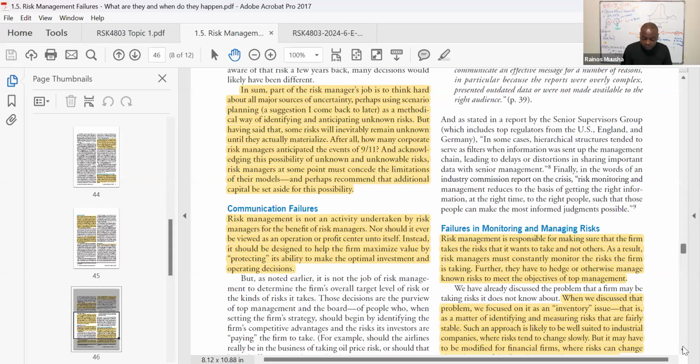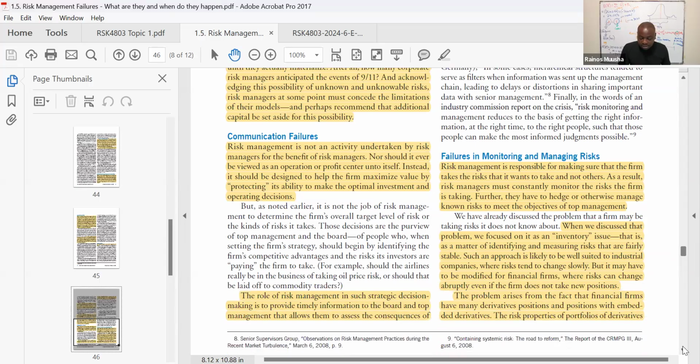Then there are also failures in monitoring and managing risk. And here they say risk management is responsible for making sure that the firm takes the risk that it wants to take and not others. So as a result, risk managers must constantly monitor the risk that the firm is taking. Further, they have to hedge or otherwise manage known risk to meet the objectives of top management.